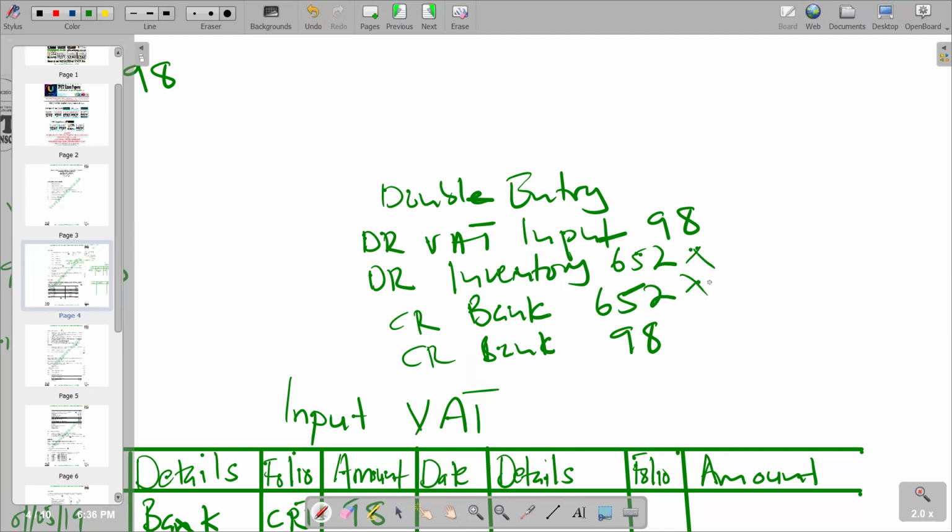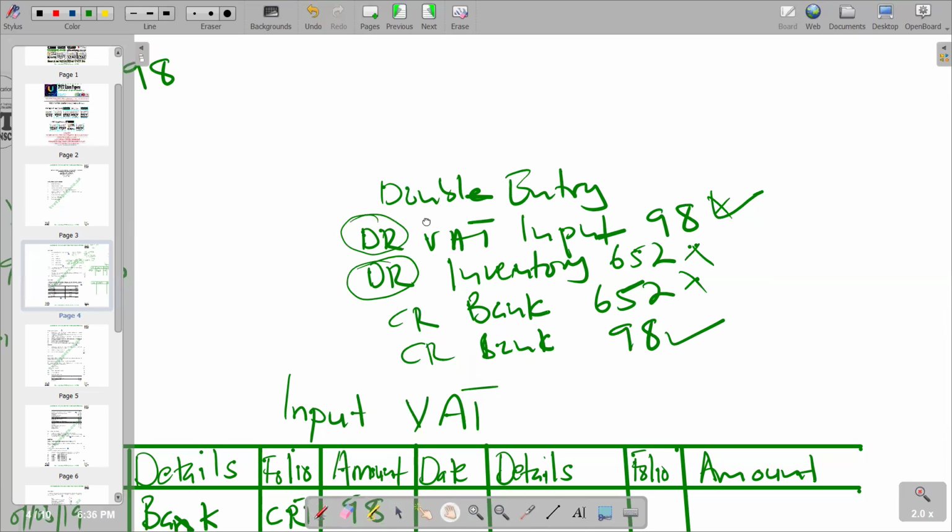So the first double entry is this one. The second double entry is this one. So this is exactly what we have. According to our question, we are only going to debit the VAT input, and then we debit the inventory account. So these are the ledger accounts that we are just preparing.